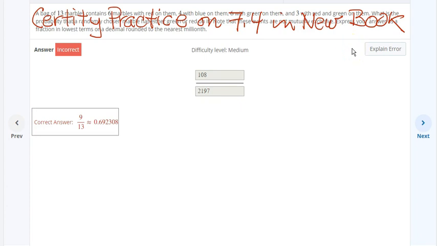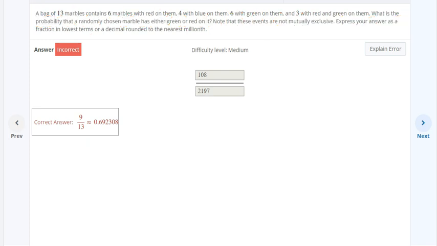All right, we're going to go on and give some help to certify practice on section 7.4 in the new book. Now, I picked out a student randomly here, and this person had it wrong originally, but let's see what we can find out as we read it.